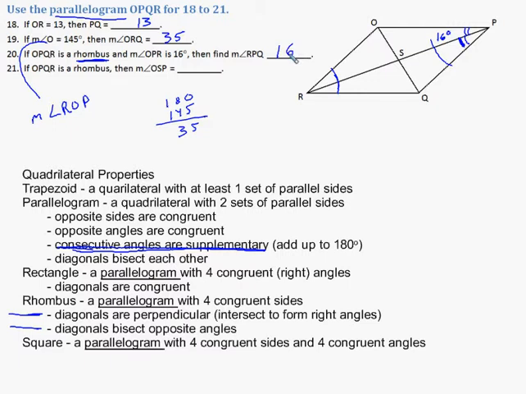And then again, if it's a rhombus, what's the measure of angle OSP? OSP, that's asking for this angle right here. Well, that's where the diagonals cross each other. And what happens when diagonals intersect? They are perpendicular. Perpendicular means they're right angles or they're 90 degrees. So we're able to use those properties to answer those questions.